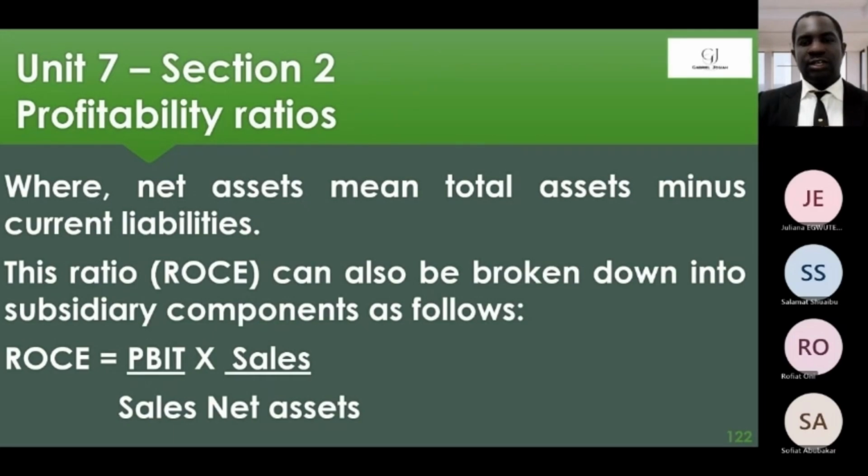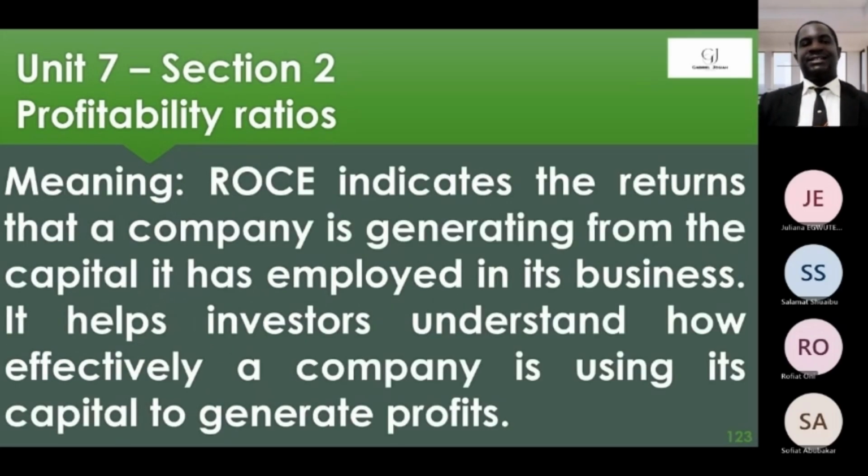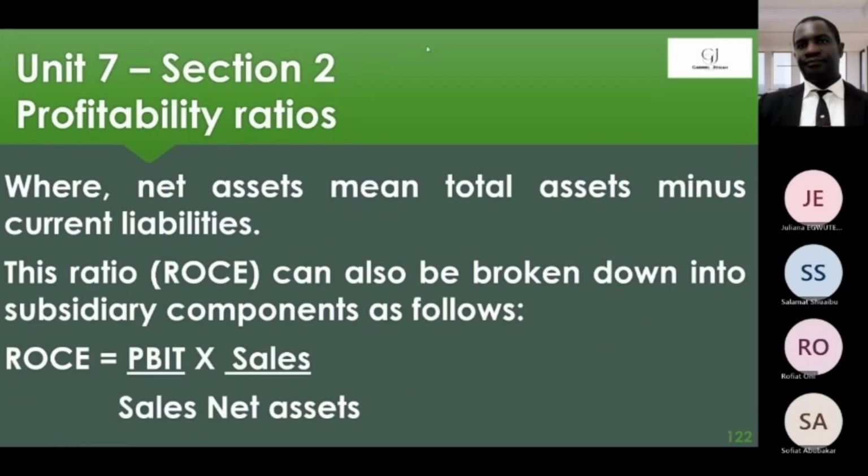So the ratio can also be broken down into subsidiary components where you look at the profit before interest and tax divided by sales, which is your revenue, times your revenue divided by your net assets. So if you cross multiply, you cancel out the sales, you see that your profit before interest and tax is divided by your net assets. All right, so what does this mean? It indicates that the company is generating more than the capital it has employed in the business.